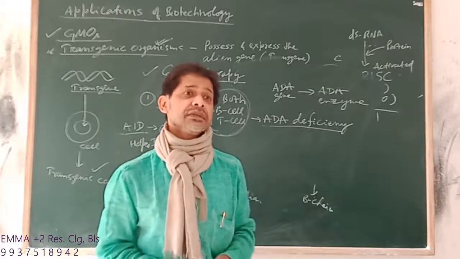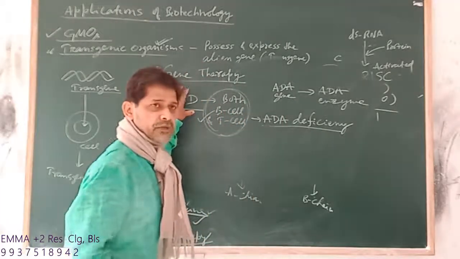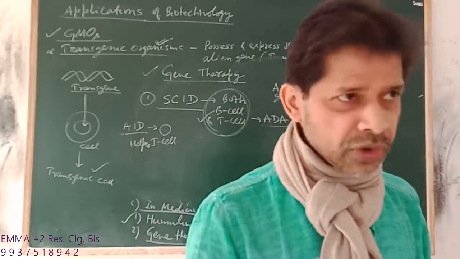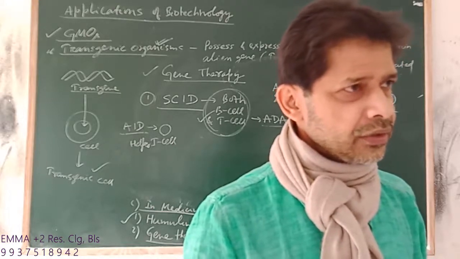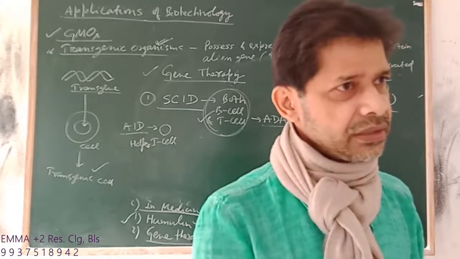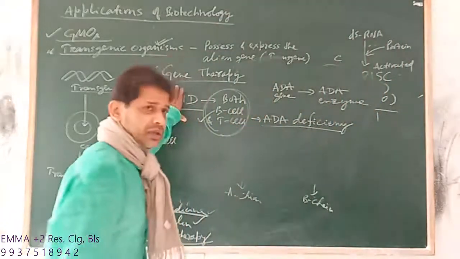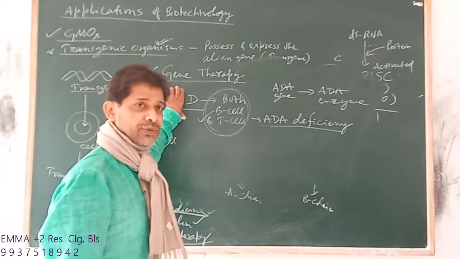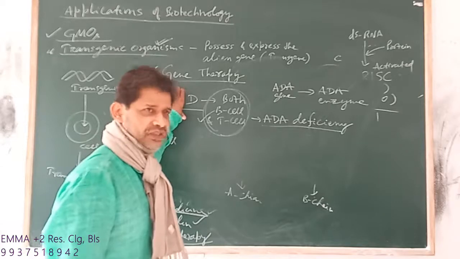That is gene therapy. One example: in America, a 4-year-old girl in the year 1990 was the first patient to be treated for this disease, SCID. She was the first girl who obtained gene therapy.